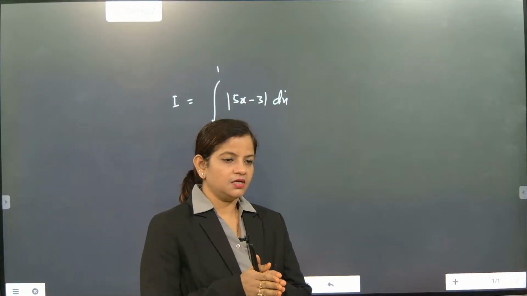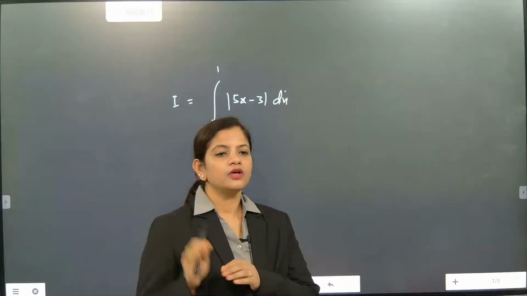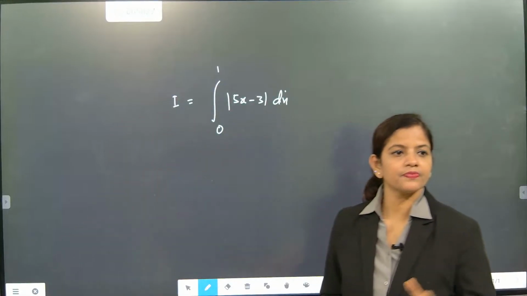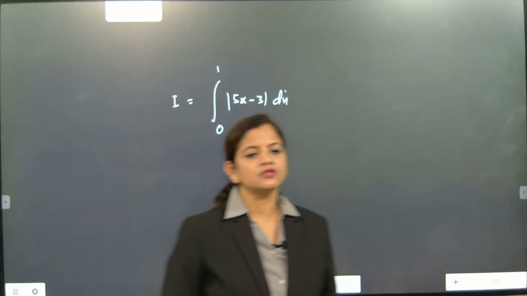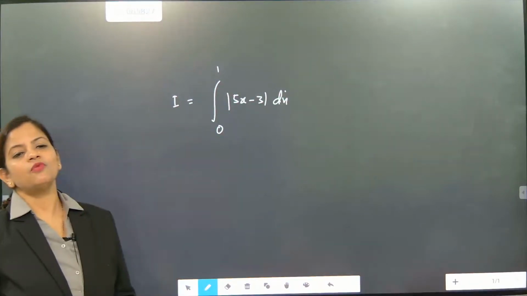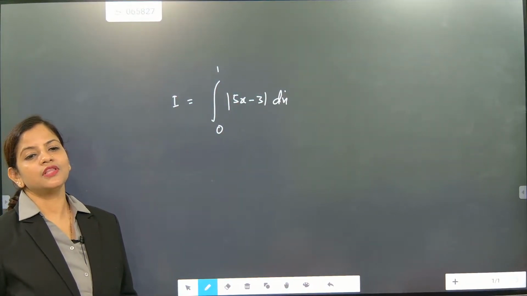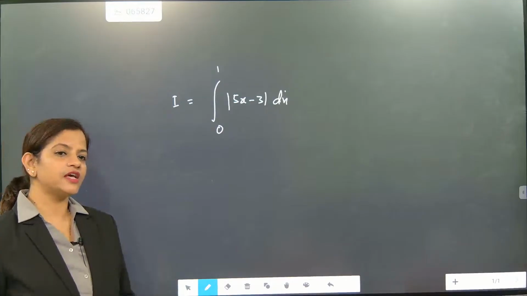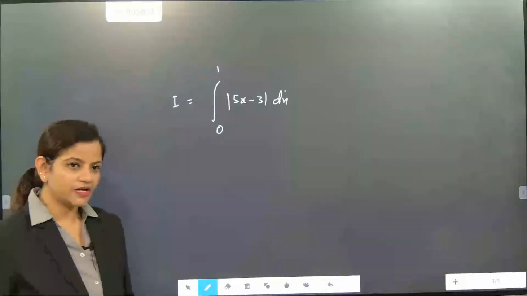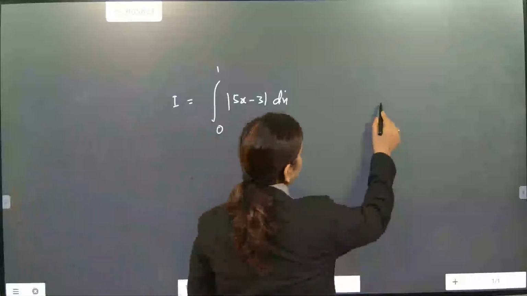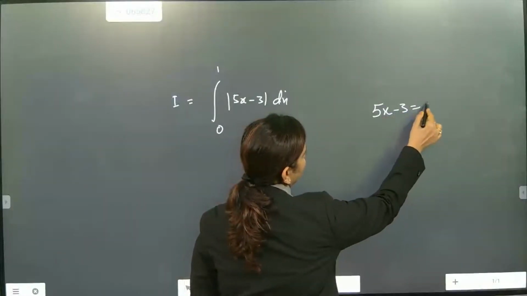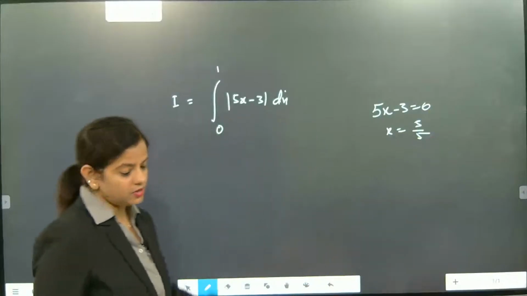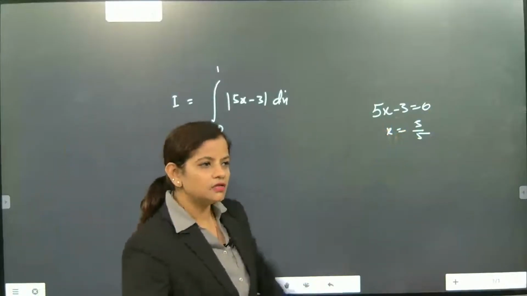The basics. See, when modulus is there, your first step should be to make the modulus value equal to 0. So 5x minus 3 equal to 0. Shift this one, and you get the value of x as 3 by 5. Correct? Once you find the value, x is equal to 3 by 5.